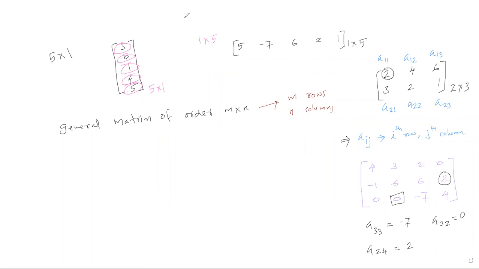So now, in general, if you write a general M by N matrix, it is like this: A11, A12, A13. What will the last element be? It will be the first row, and n columns, so the last column. What will come? n will come, A1n.